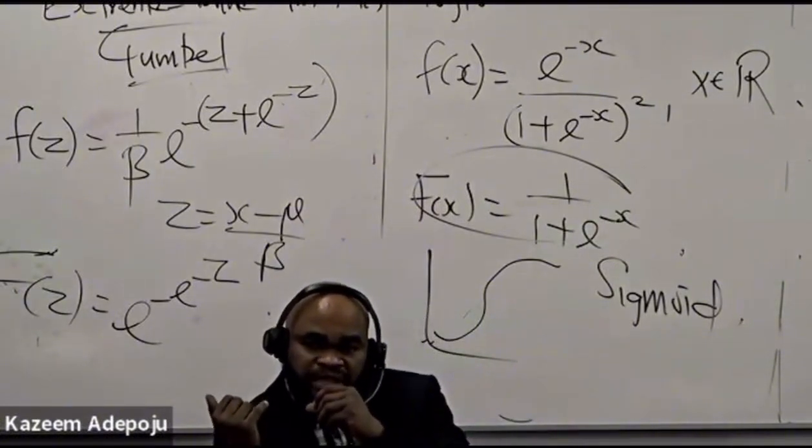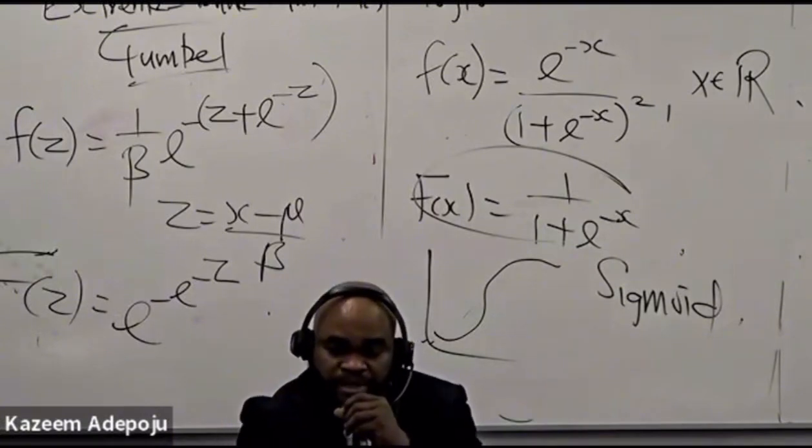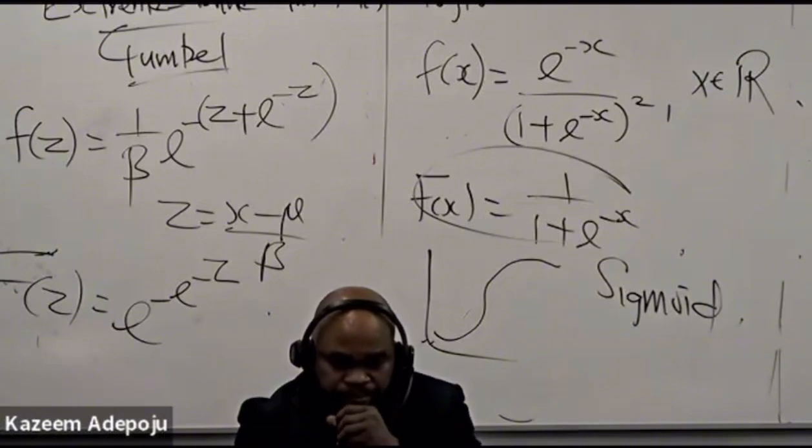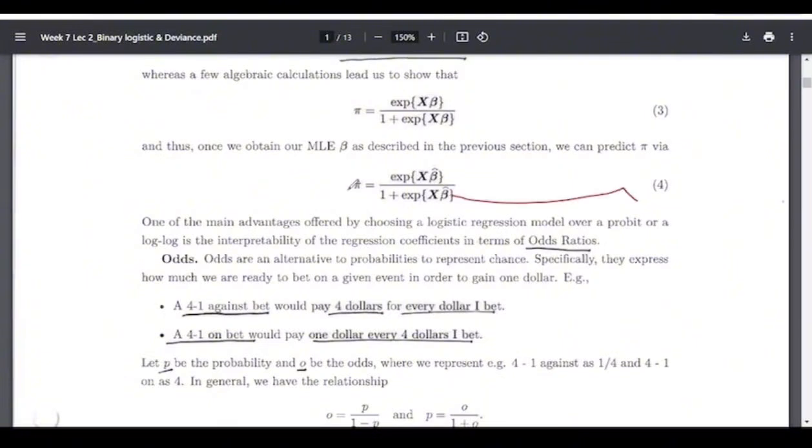But the benefit of using logit, like I said, is a lot. And why it is common in statistical literature is because of interpretability. And that was what I said here. Let me show you. Yeah, okay, here. Can you see that? I said one of the main advantages offered by using a logistic regression model over a probit or log-log is the interpretability of the regression coefficient in terms of odds ratio. That is one of the benefits.